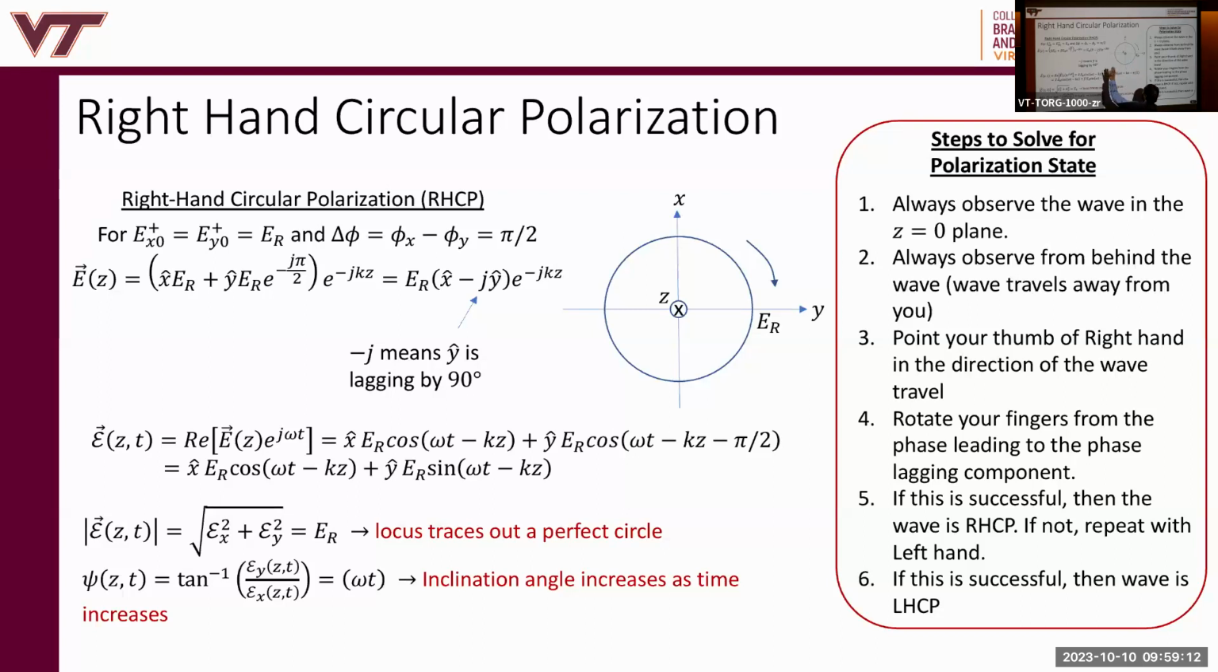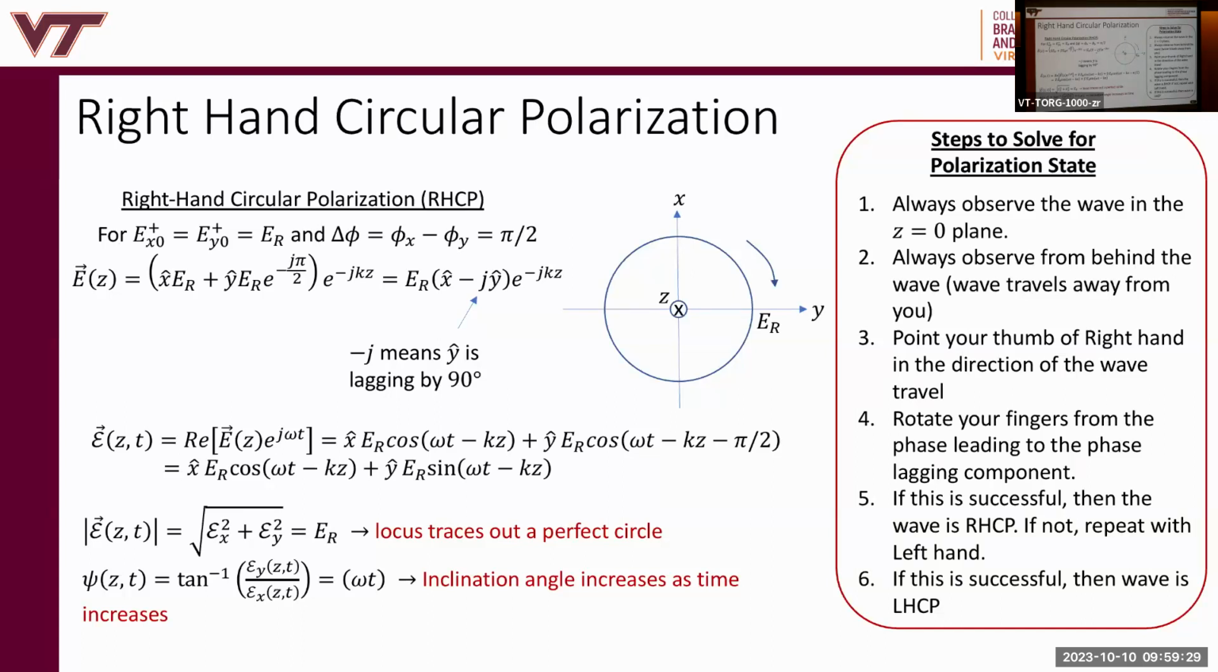If I did it with my left hand, then phase leading to phase lagging would go from X to minus Y, but then this would be a plus, right? So you can see you can use your hands to solve for the polarization state.